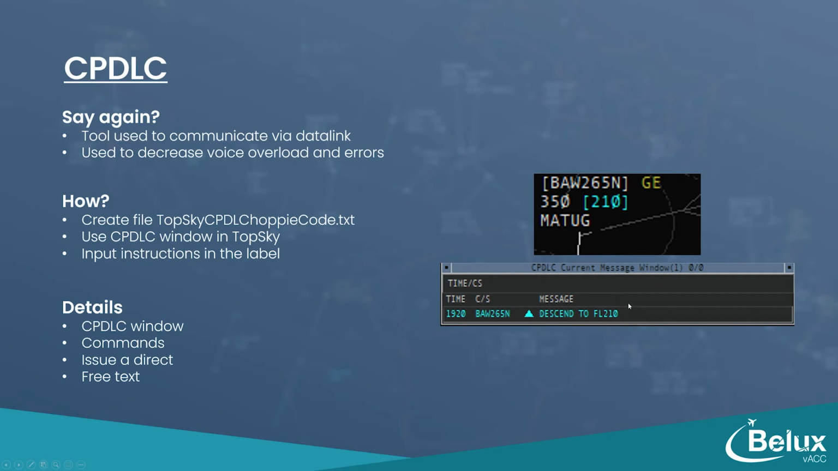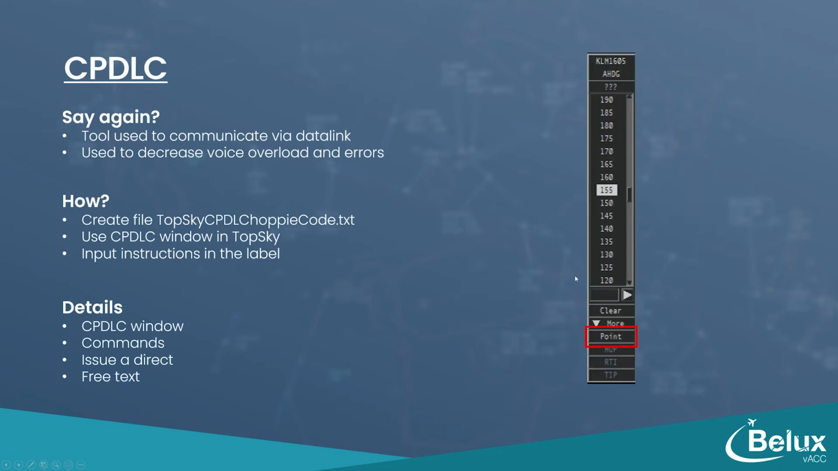You give the instruction to descend to flight level 210. If you double click it right now, you actually cancel the message. So you need to keep it like this until the pilot accepts it. As soon as the pilot accepts it, it will turn gray like the previous one, and then the instruction right here will also turn the standard white.